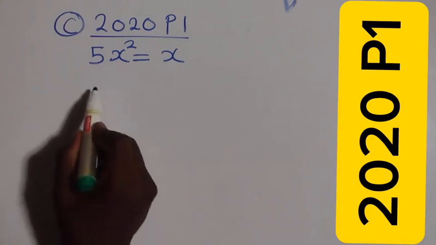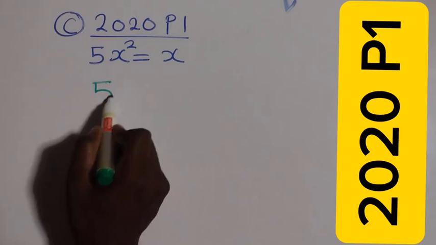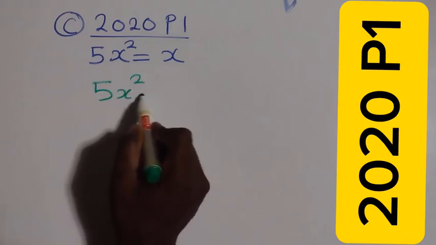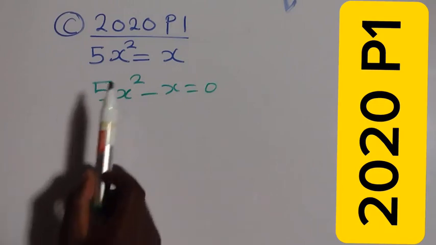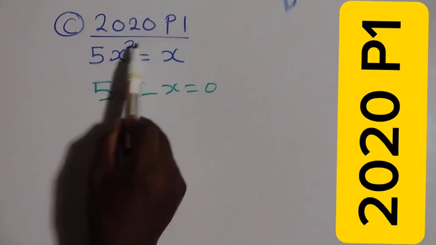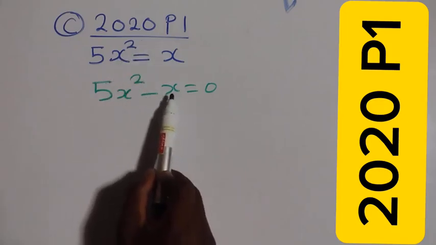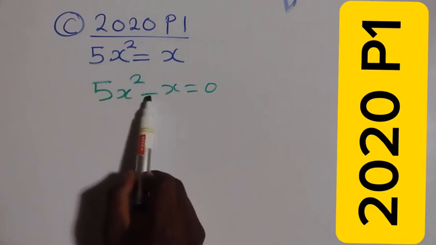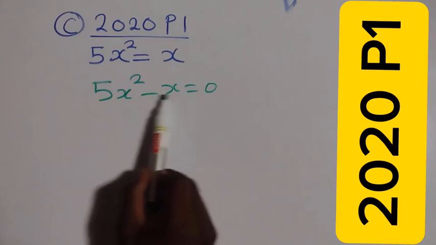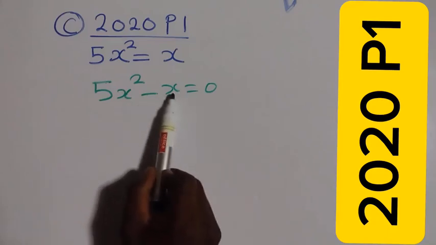So what you are going to do is you are going to write 5x squared minus x equal to 0. So this x, it's a positive. When it comes here, it becomes a negative x. Now from here, concentrate on the left hand side. You have 5x squared minus x. So you need to factorize here. You have x squared here, here you have x.